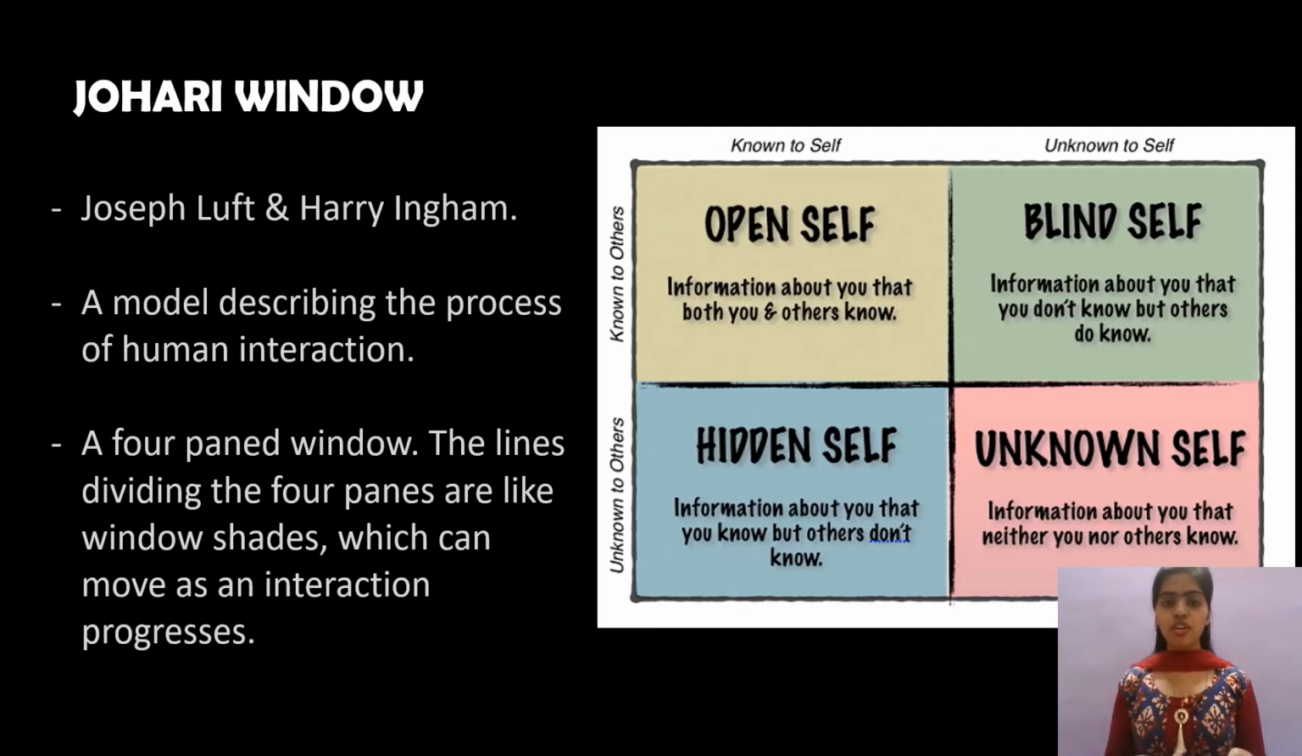So there are four window panes. The first one is the open self, which is known to self and known to others. The second one is the blind self, which is unknown to self and known to others. Third one is hidden self, which is known to self and unknown to others. And the last one is the unknown self, which is information that is not known to self and also not known to others as well. We'll see what each of these areas mean.